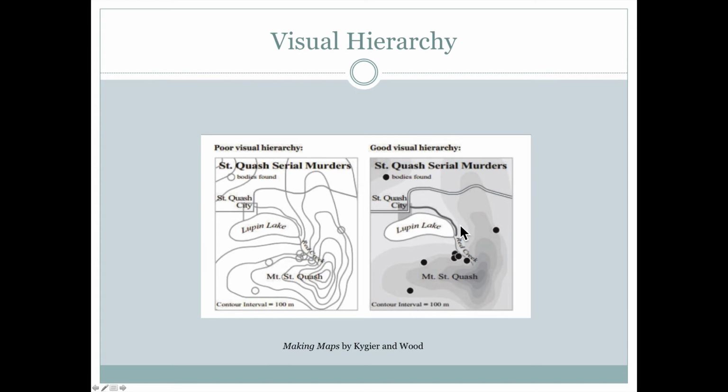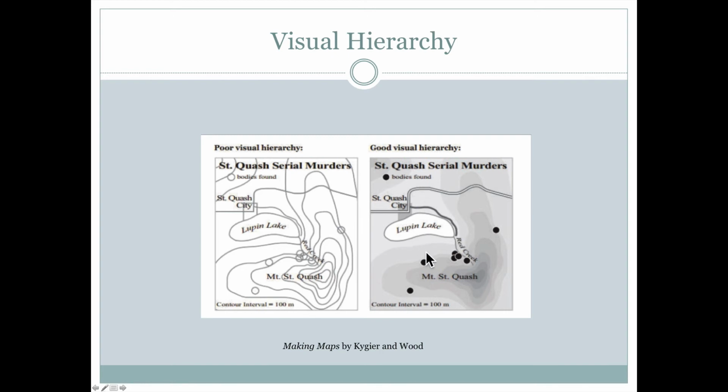So on the right here, they've broken that out. Instead of putting in the contours, they've just varied the shade of gray a little. It makes it quite obvious that this is the top of Mount St. Quash here. We see a creek running down it very easily into this lake that may or may not have been apparent on the left-hand side. The city and this other road stand out from all the other things like the edge of the lake and the contours that were on the previous map.